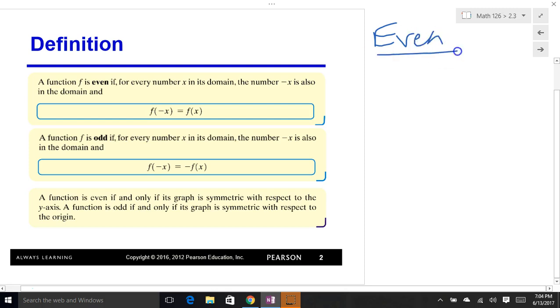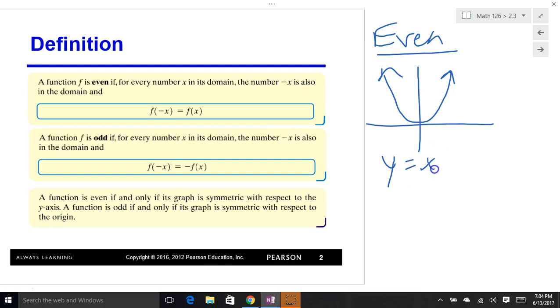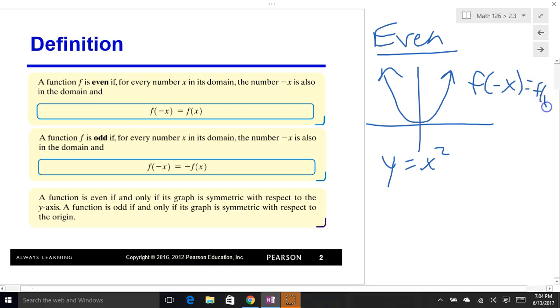Always think of y equals x squared. That's what you want to think of when you think of even function. The test is f of negative x must equal f of x. Okay, so here's our f of x. I'll show you here how it works with this one.